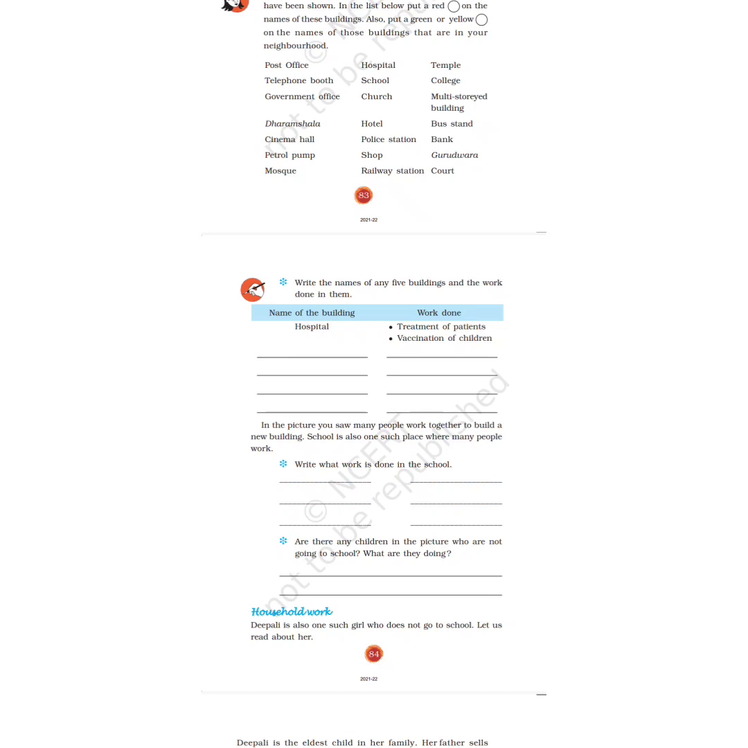So you have to write down the name of any 5 buildings and the work that is done there. For example, if we talk about the hospital, what type of work is done in the hospital? Treating of patients, and vaccination of children is given in the hospital. Similarly, in the school, the children are meant to study, so children study in the school. Similarly, class, in the bank we deposit our money, and sometimes when needed we also take that money out. Next is the post office.